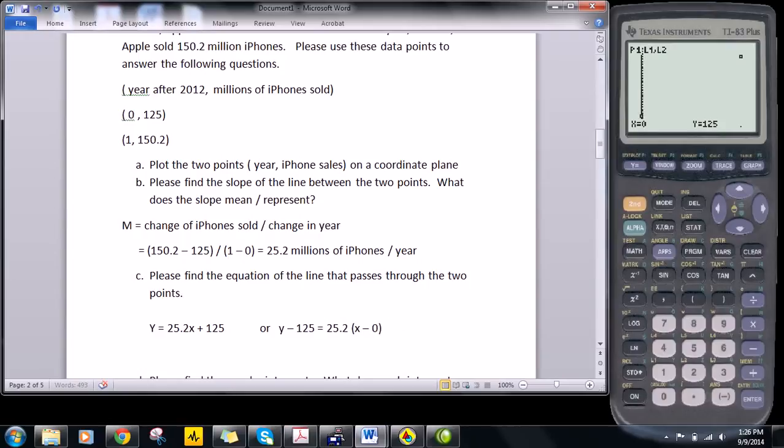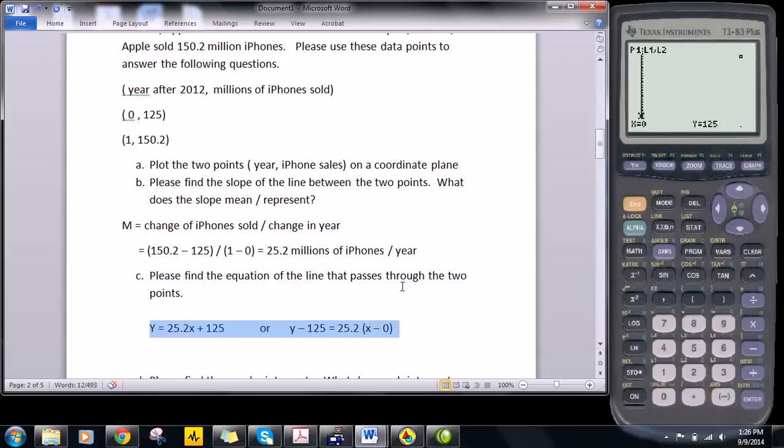So now, that is the equation of a line. I could certainly clean this up, distribute the 25.2, well, really not to the 0. It doesn't make sense, so I don't have to. And then add 125. And lo and behold, when I do that, you get the same thing.